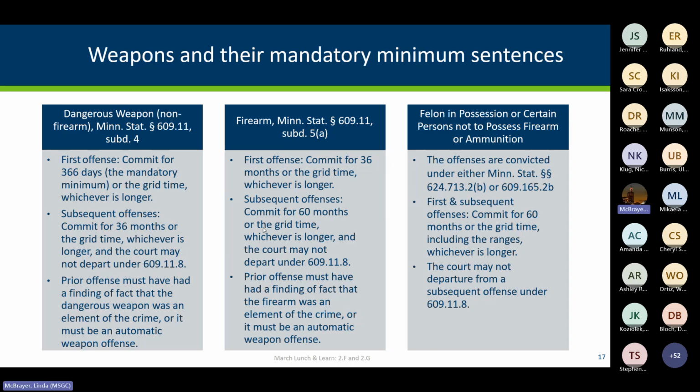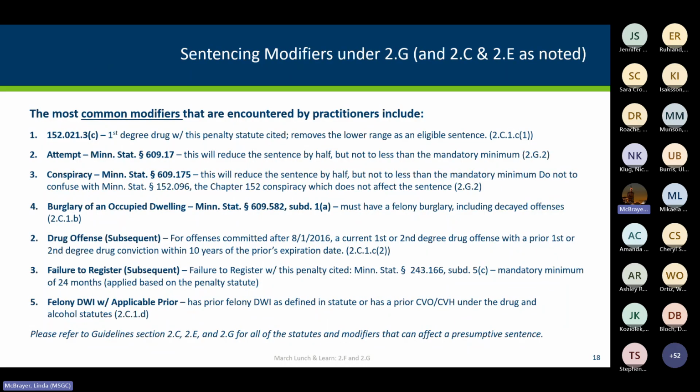And then we have a list of other sentence modifiers. Some of these are found in 2G, which is the modifier policies in the grid, in the guidelines, but some of them are under 2C or 2E, and I have noted that difference. But I want us to think about these in terms of sentencing modifiers as a whole, as opposed to only modifiers in 2G changing the sentence.